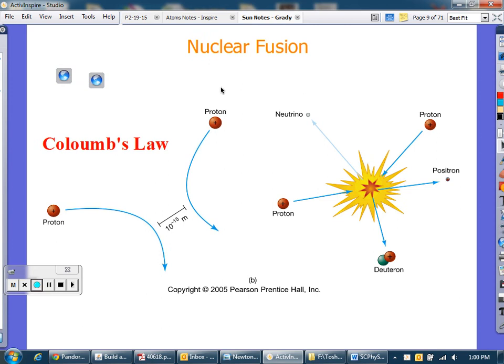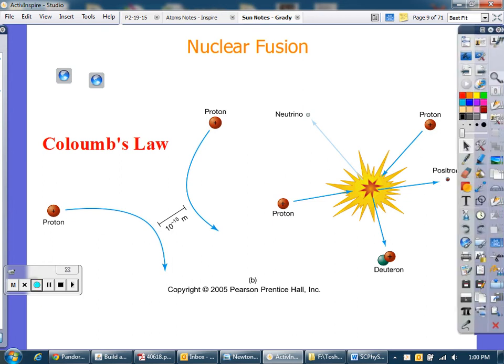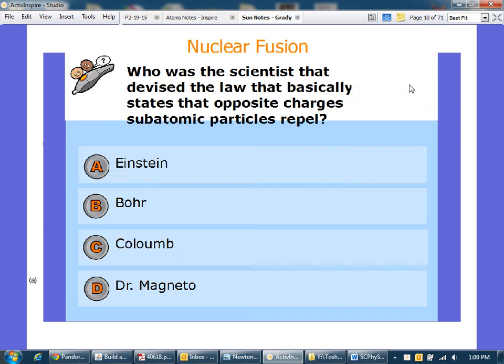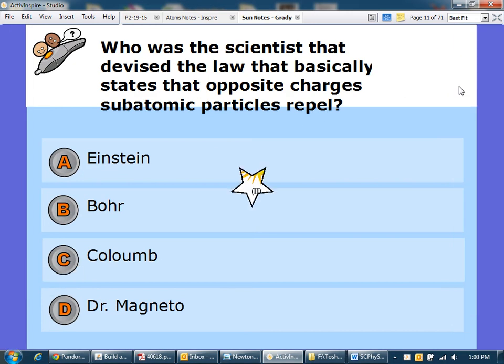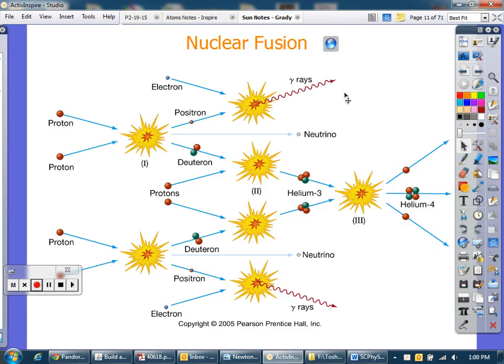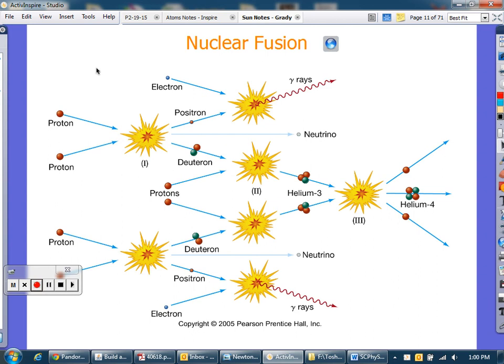Nuclear fusion occurs because the sun has the ability to overcome Coulomb's law. Coulomb's law is the law of opposite charges attract and like charges repel. So normally what you can see here is normally these two protons will stay away from each other because they're like charges. If you get conditions correctly in the universe where that can be overcome, then protons can be combined.